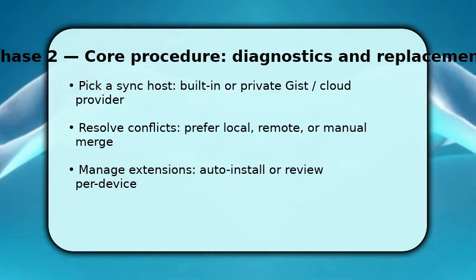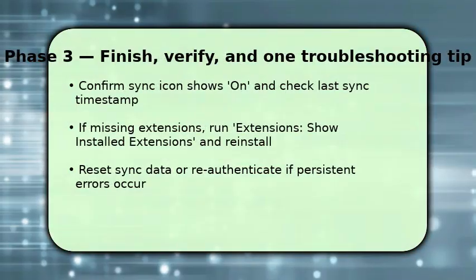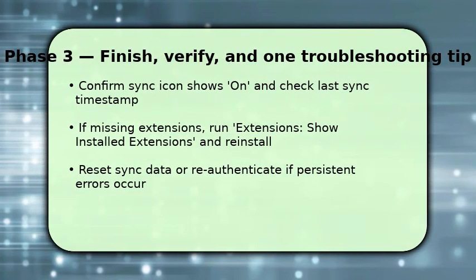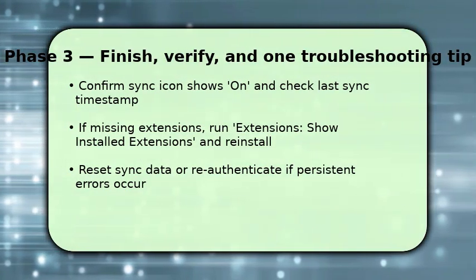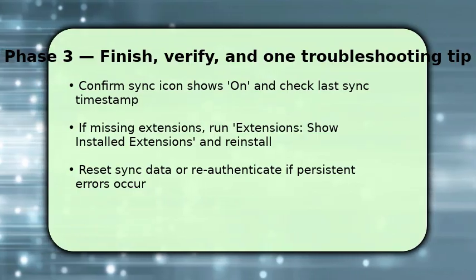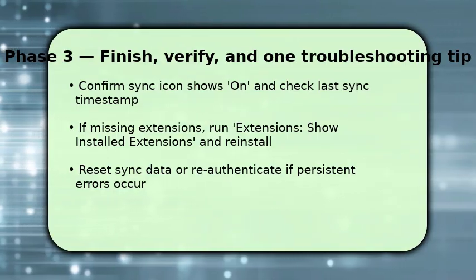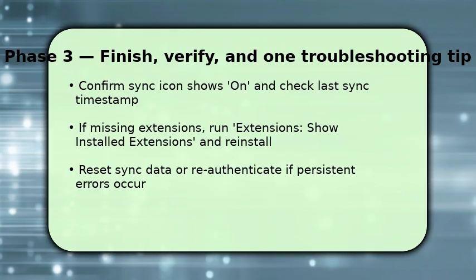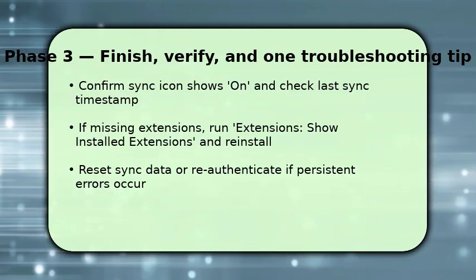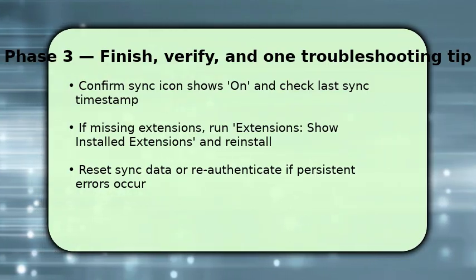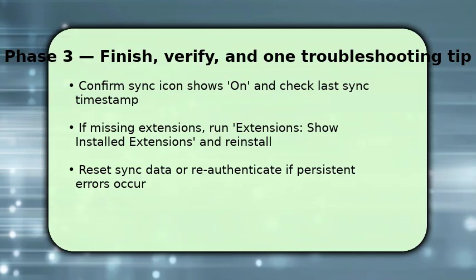To finish, verify the settings sync icon shows on and check the last sync timestamp. This confirms propagation. If an extension is missing, open the extensions view, search, and reinstall. Sometimes recommendations need a manual trigger. If sync stalls, re-authenticate the account and retry. If problems persist, reset your sync data from the Settings Sync menu and start fresh.